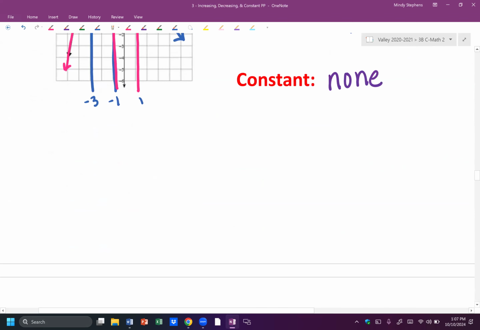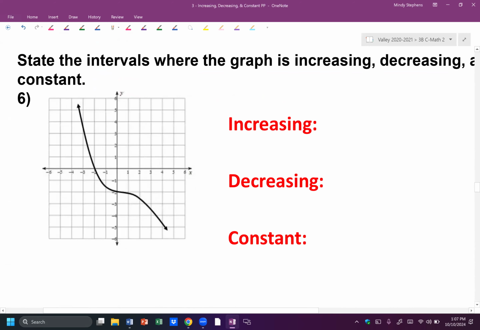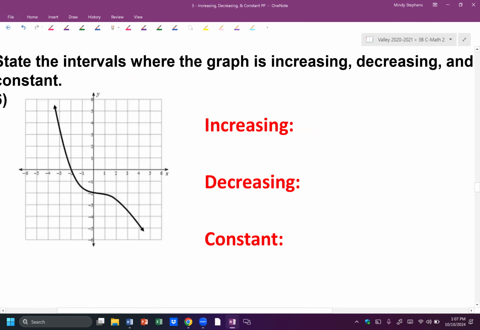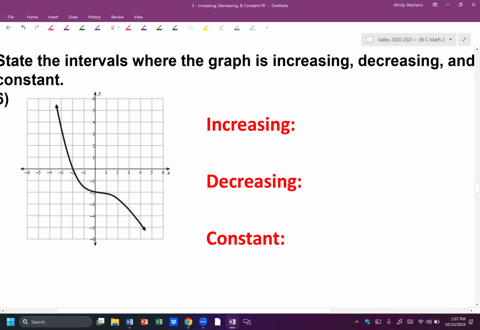All right, number 6. This one's kind of a tricky one. If I trace this graph, first of all, is it ever constant? Does it ever completely flatten out? So I know there's no constant, so I'm going to write none there. Does it ever go up? Like if I trace this graph, does it ever go up? It doesn't. So this graph is going down and it kind of flattens a little bit, but it's still going down. The whole time, it's just slowly going down in the middle, but it's always decreasing. So it is going down and then it kind of flattens a little, but it's still going down. The whole graph is going down from the start to the end.